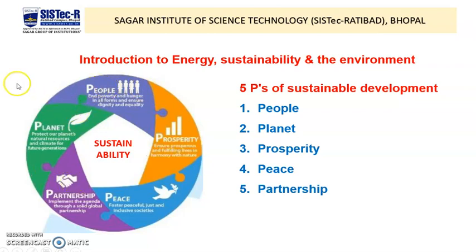In this diagram we can see people: end poverty and hunger in all forms and ensure dignity and equality. Planet: protect our planet, natural resources, climate for future generations. Prosperity shows ensure prosperous and fulfilling lives in harmony with nature. Next is peace: foster peaceful, just and inclusive societies. Last one is partnership, which shows implement the agenda through a solid global partnership.